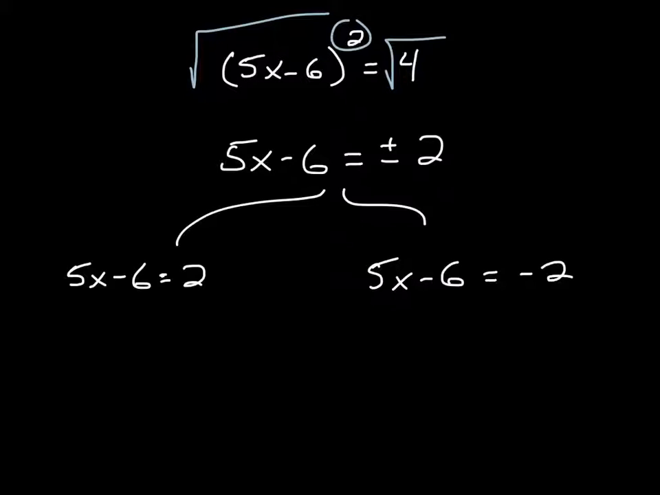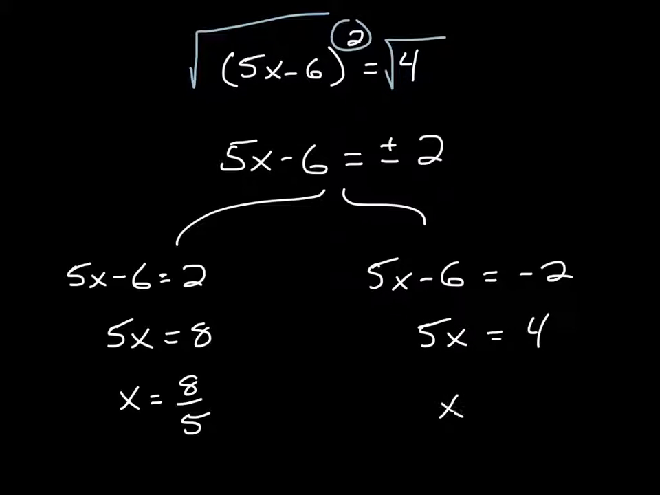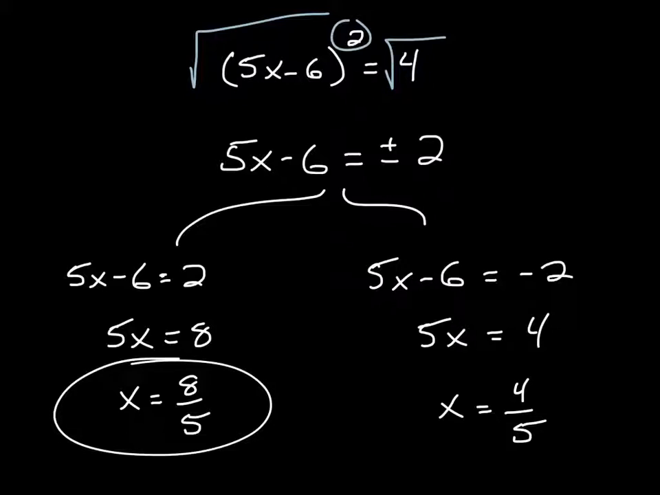So adding 6 to both sides, I get 5x equals 8, so x equals 8/5. For the second equation, I add 6 to both sides to get 5x equals 4, and so x equals 4/5. So I have two separate solutions, x equals 8/5 and x equals 4/5.